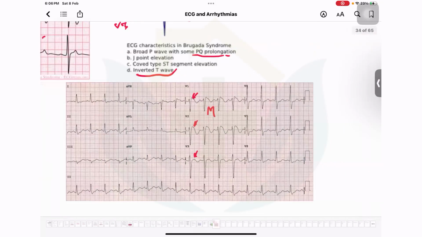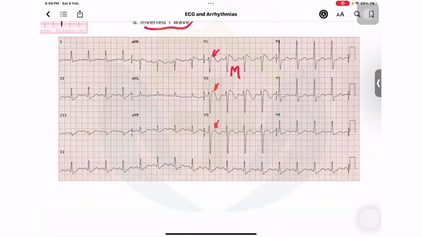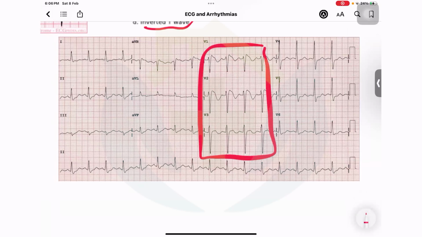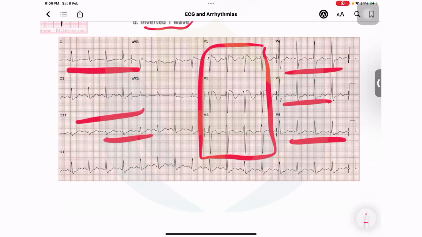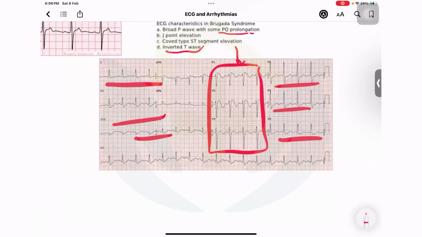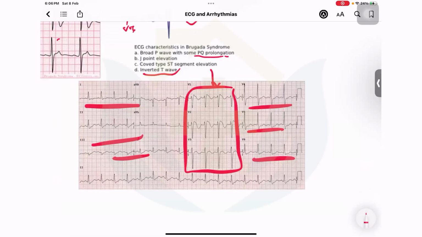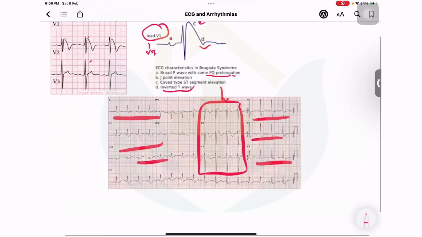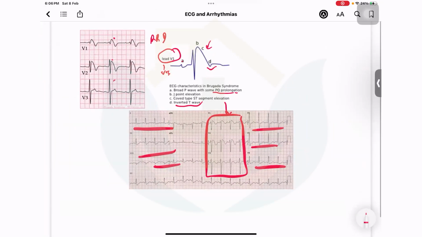You can see there is an RBBB pattern with ST elevation in V1 to V3. There are no changes anywhere else. It is only in V1 to V3. So there will be this kind of a picture. The T wave will be inverted, ST will be up, and it will be an RBBB pattern. Is that okay?